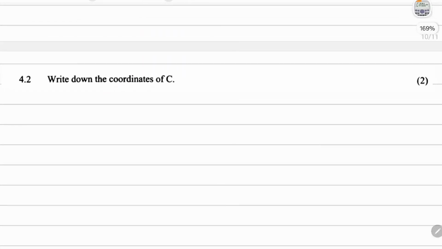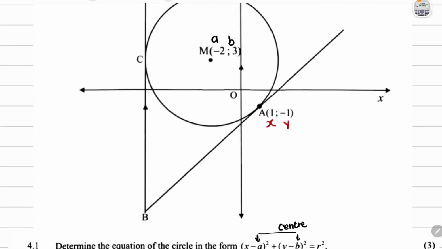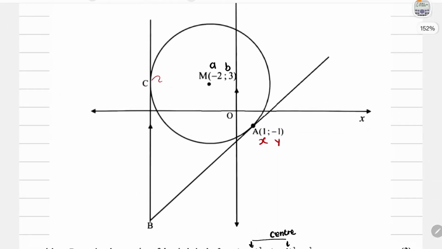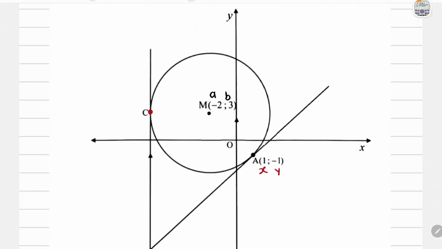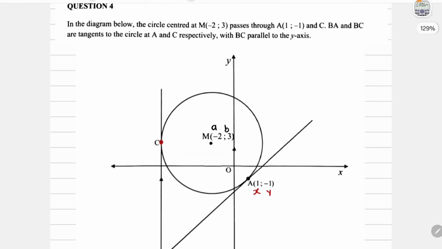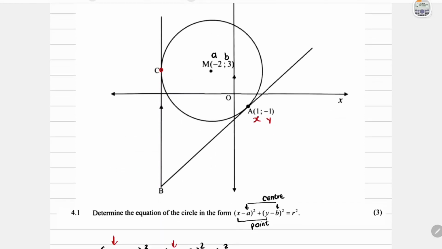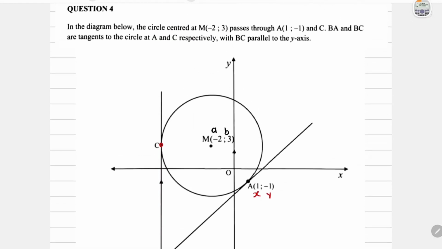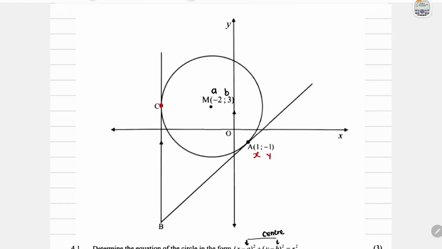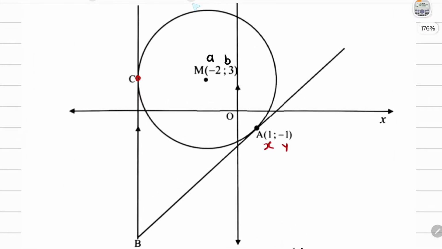The next question, 4.2, says, write down the coordinates of C. Okay, so we need to find the coordinates of C. The only thing we're told about that is we have BA and BC, which are tangents to the circle. Well, that would also mean that they are equal in length. I don't think that's important here, but it's good to take note of that. And what else do they say? Since it's a tangent, we can actually use something from Euclid here.